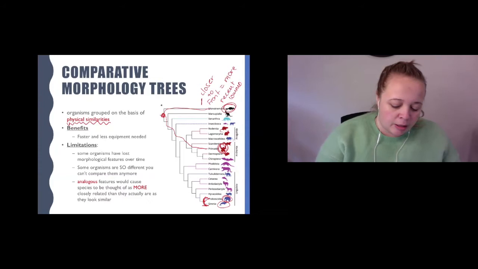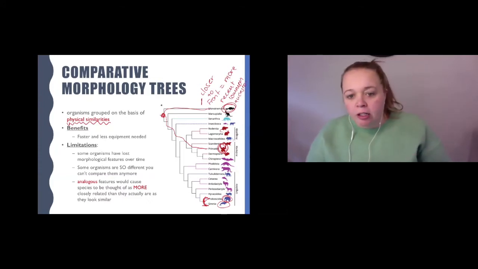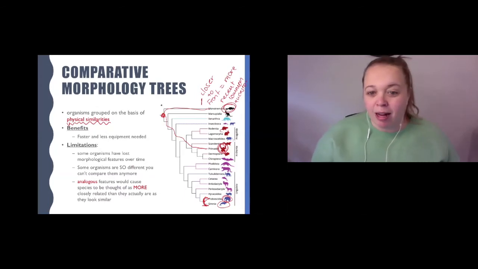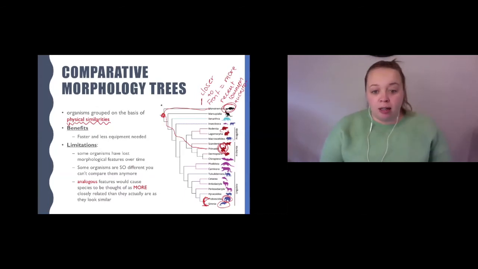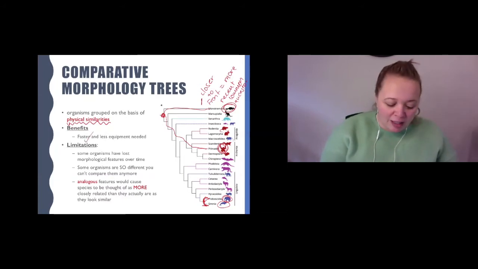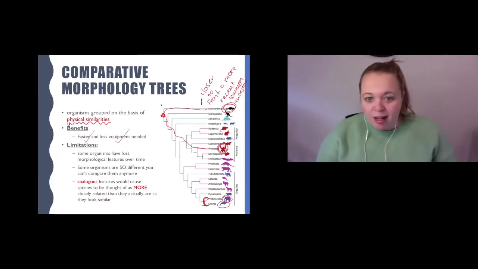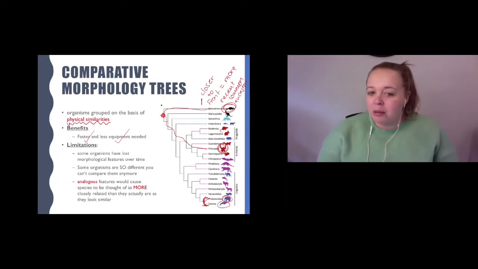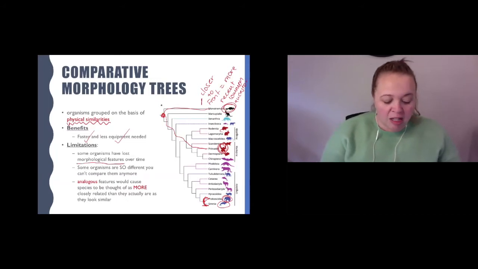common ancestor. But what we've done is over time we've built these trees based on how different things look to each other, their physical similarities. Now, the good thing about this is it's very fast. You don't need any special equipment. However, you've got to think that over time, organisms may have lost some of their features.